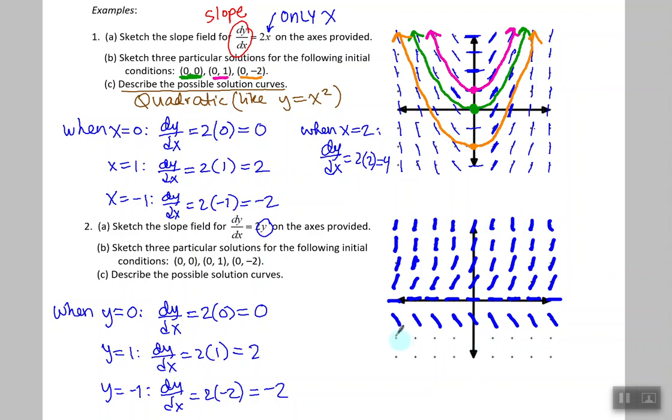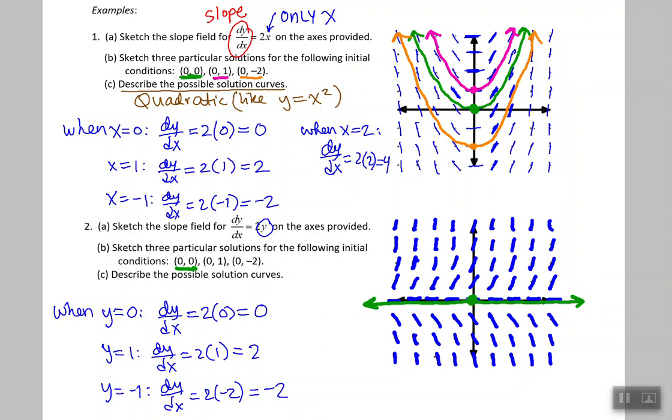Now, as I get more negative, again, these get more negative, and that's, of course, only in the y direction, moving up or down. Now let's take a look at some of the solution curves. So here, sketching three particular solutions, if I start at 0, 0 for the initial condition, when I go to the right, I notice that the slope is always 0. So to the right and to the left, it's just a horizontal line.